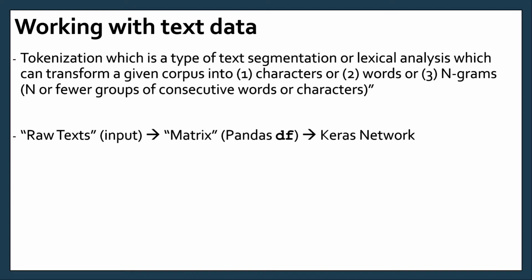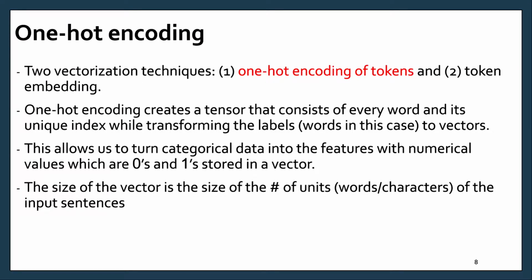So we can go more with that, right? Going to the next bullet point, we have raw text as an input, and the matrix with your pandas data frame. Think about your rows and columns, so that you can create that 2D dimension, right? And then we can use the Keras network. One-hot encoding is one of the vectorization techniques, and the other one is the token embedding, right? The one-hot encoding creates a tensor that consists of every word and its unique index, so it grabs unique words or characters, right? And then label to vectors, right?